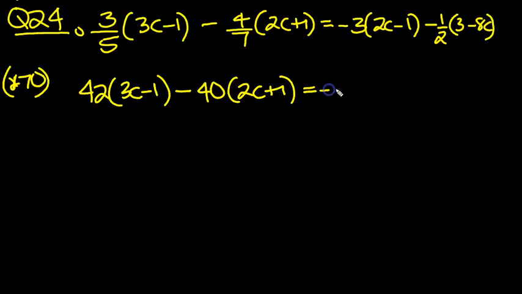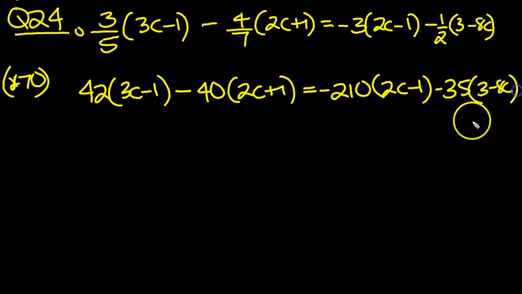70 of these is minus 210, because 3 70s are 210, times the 2c minus 1. And 70 of these, divide 70 by 2, you get 35 with a minus, don't you? Because there's a minus there. And that's 3 minus 8c. There we go. So what do we get?